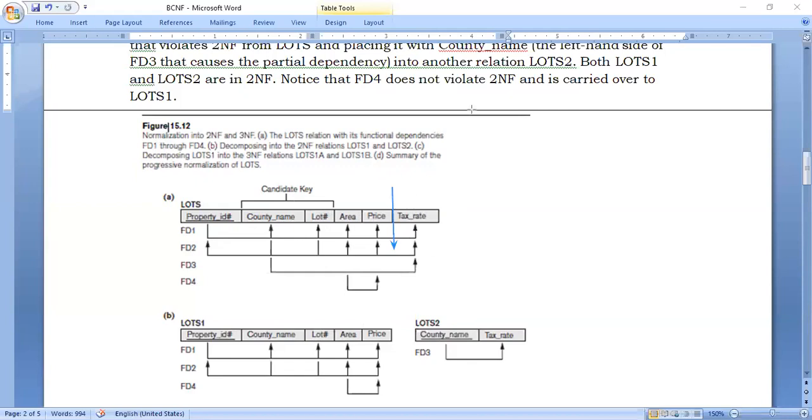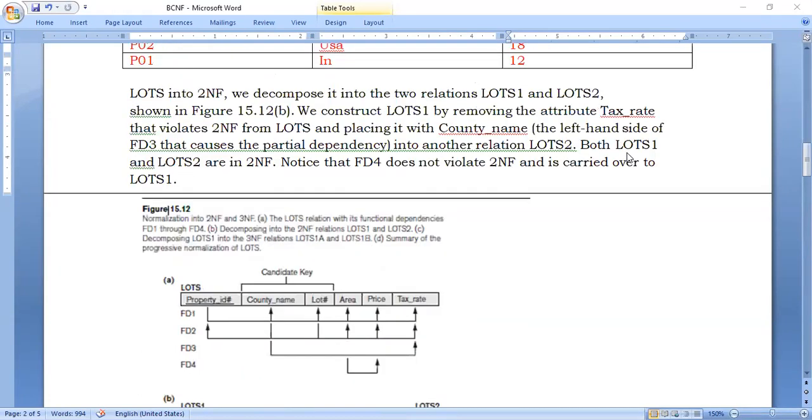Now let us try to understand the third normal form. The third normal form talks about the transitive dependency. So what is meant by transitive dependency? While understanding third normal form, let me take you to my PPT because it will be more clear.